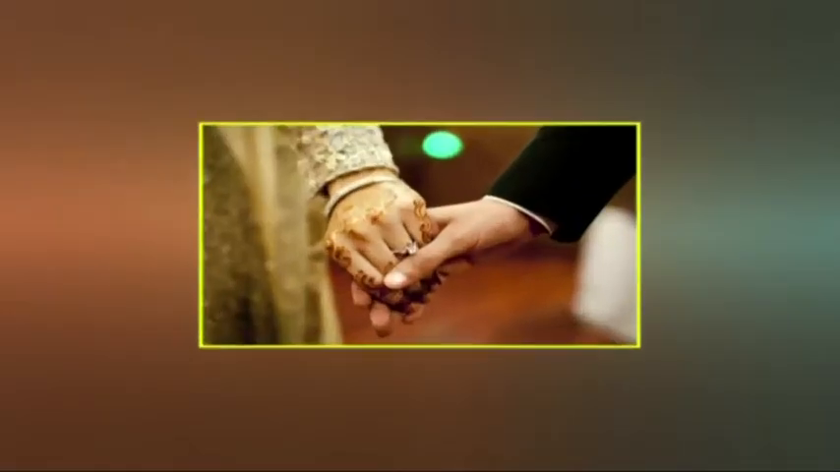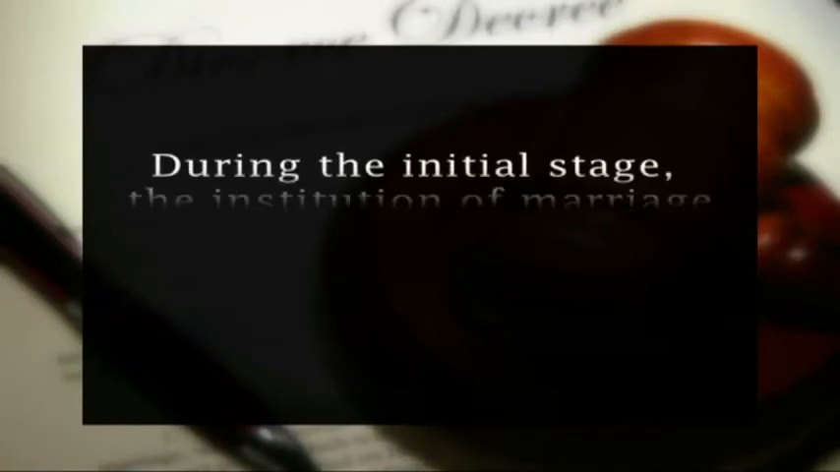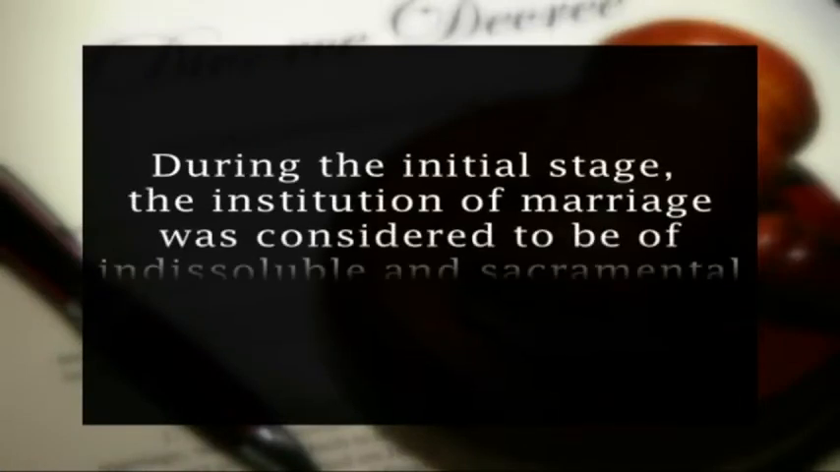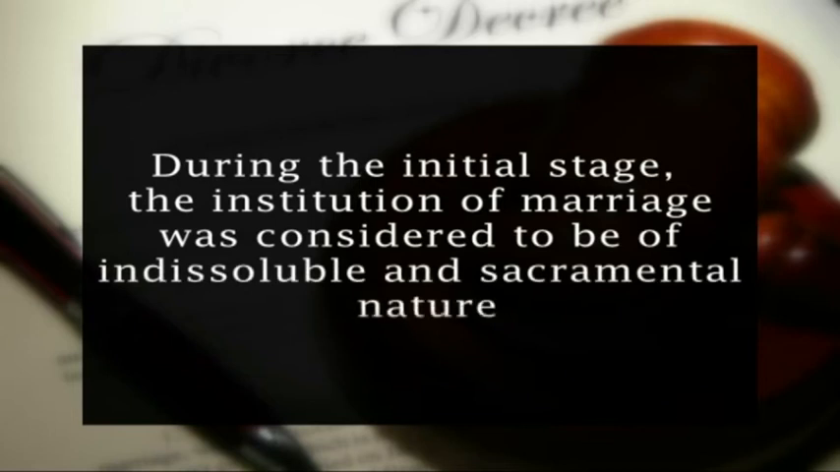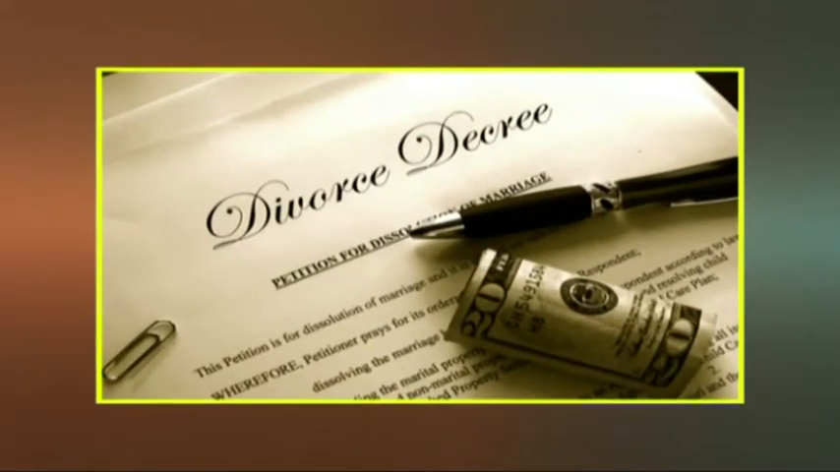A marriage is an institution which provides for the exclusive union of male and female for the purposes of legalizing sexual intercourse as well as procreation and legitimization of their children. During the initial stage, the institution of marriage was considered to be of indissoluble and sacramental nature. But with the passage of time, need was felt to introduce a way to terminate marital relationship when due to one or other reason it becomes almost impossible for the spouses to continue their marriage.